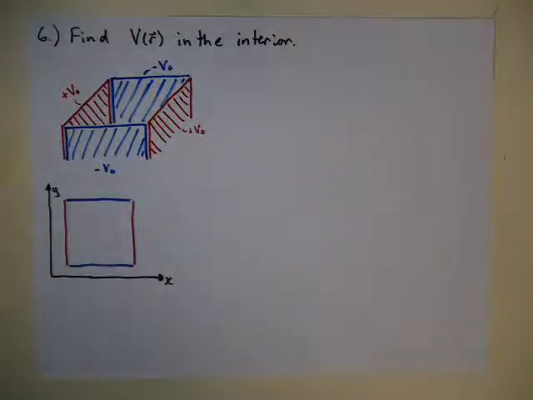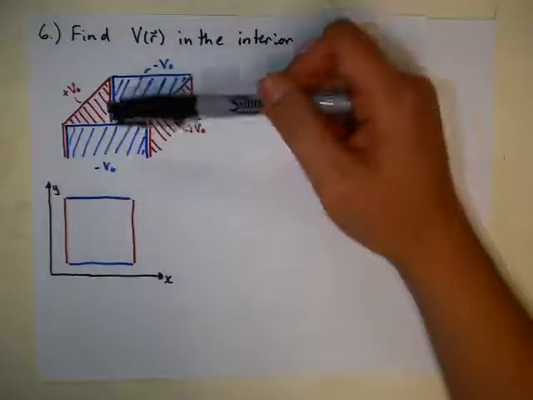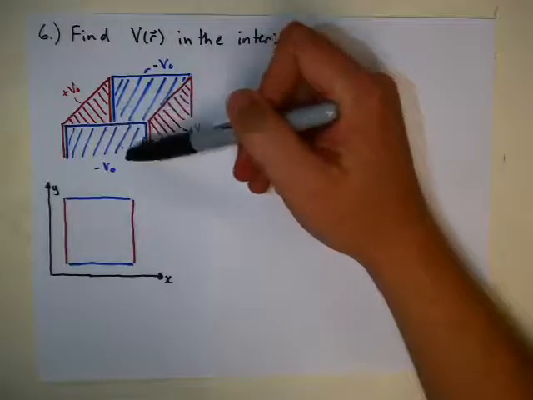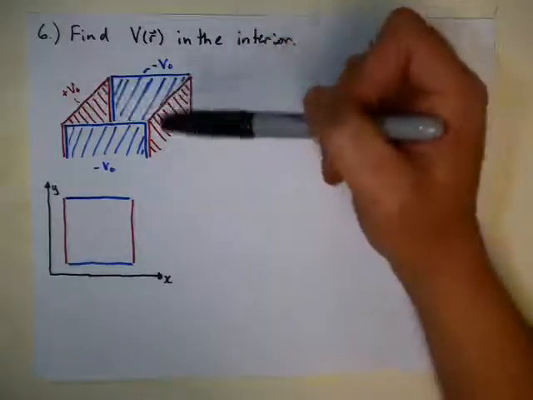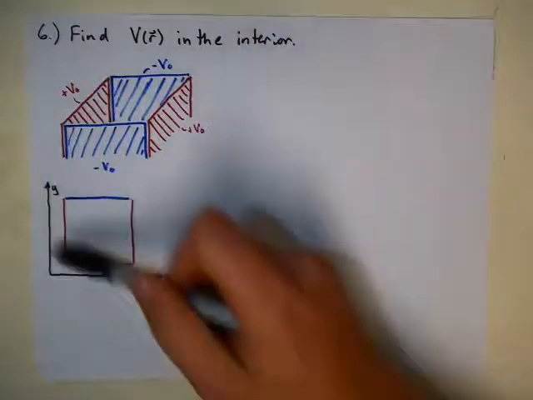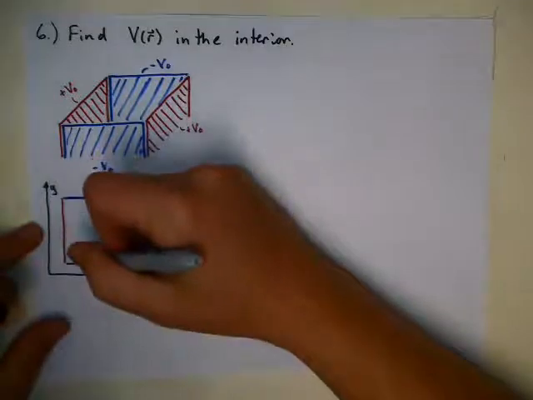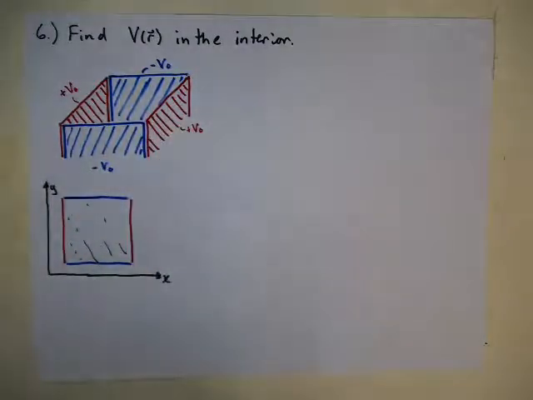Second midterm practice exam, problem 6. Find the potential V everywhere inside this situation where we have a square of size a and two of the walls are at potential minus V naught and two of the walls are at potential plus V naught. Here is a side-on picture of that, and we're interested in finding the potential here in the interior, right? That's what we want to do.